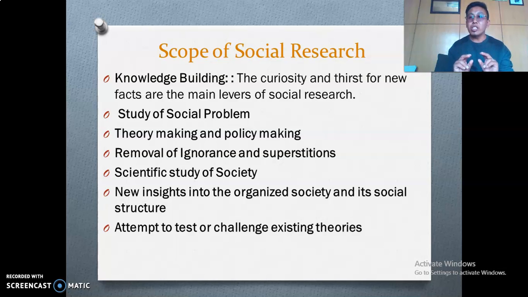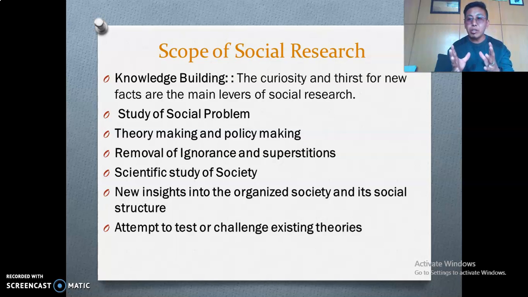So social research means something where you follow a scientific method. It should not be some religious method or your belief system. It should follow a scientific method, something that you can verify, something that you can predict, something that has correctness and precision. And then the new insight into the organized society and social structure. By carrying out social research, we come up with a new insight, meaning a new perspective.